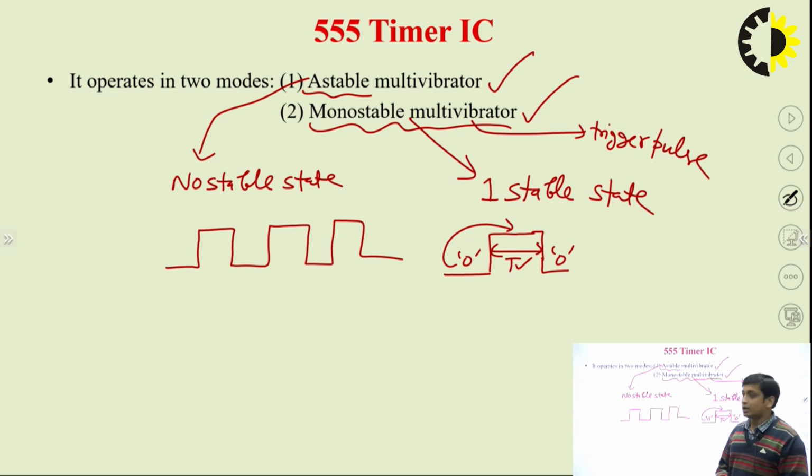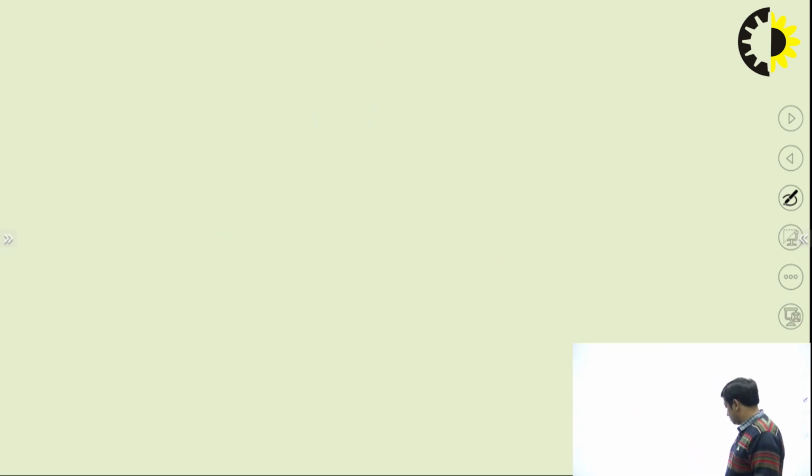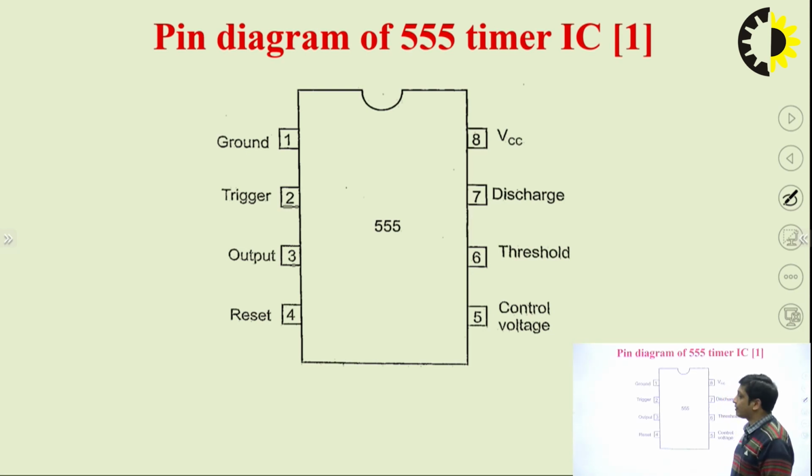So the first difference between astable and monostable multivibrator is that the astable multivibrator has no stable state, while the monostable multivibrator has one stable state. In astable multivibrator, no input or trigger pulse is required, but in monostable multivibrator, an input trigger pulse is required. In this class we are focusing on the astable multivibrator only.